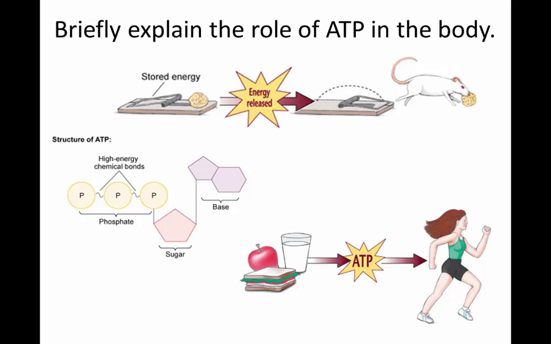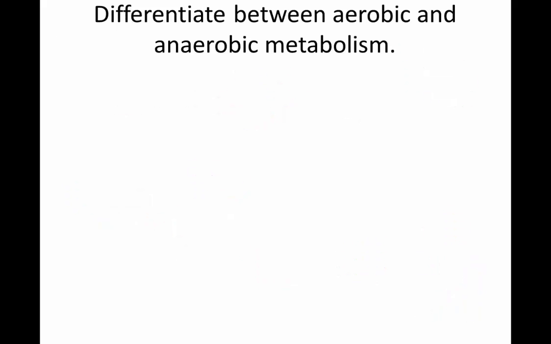So ultimately what's happening, in a similar vein to the stored energy within the mousetrap, is our bodies will take these nutrients that we get from eating and drinking. The mitochondria will convert them into ATP, this form of stored energy that we can then use later for things like running and moving and so on. So let's take a closer look at metabolism and the production of energy. Specifically, we want to be able to differentiate between aerobic and anaerobic metabolism.